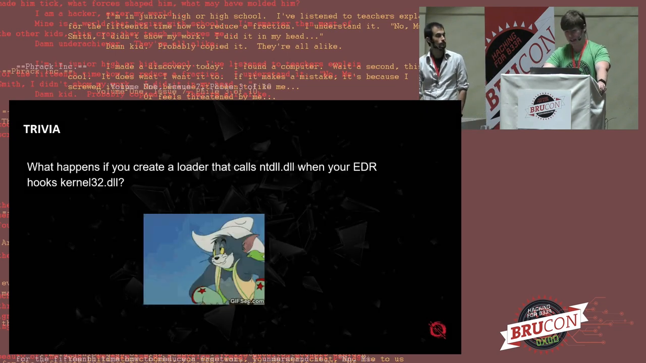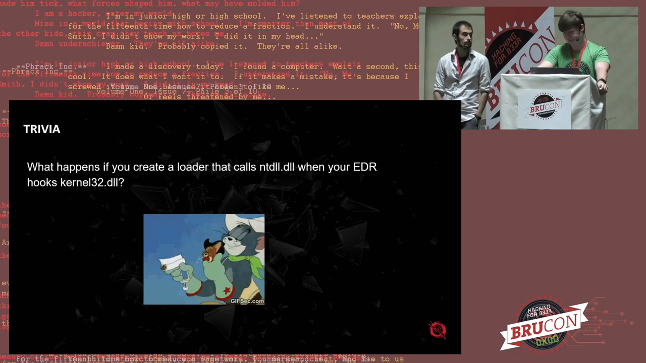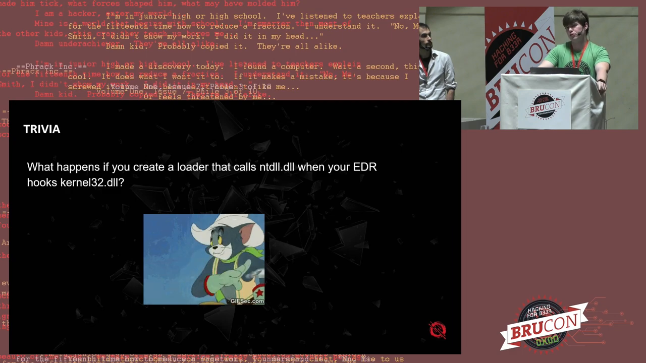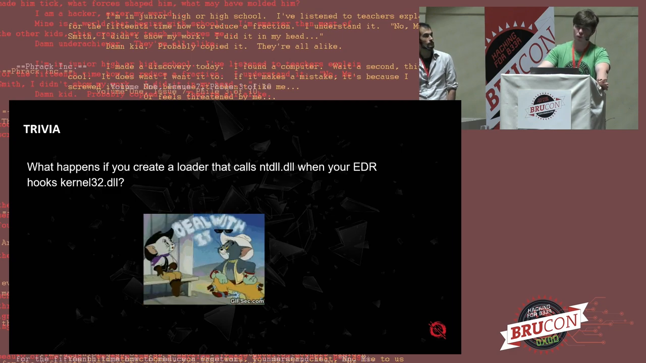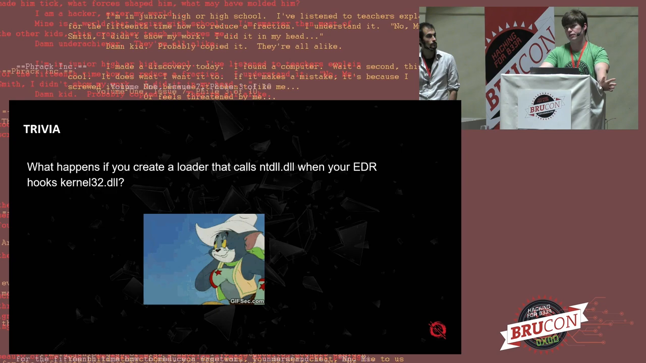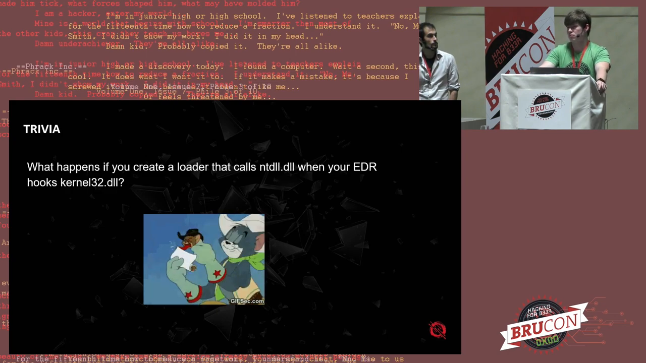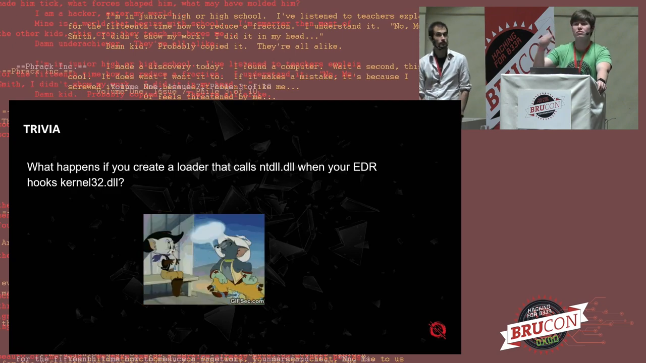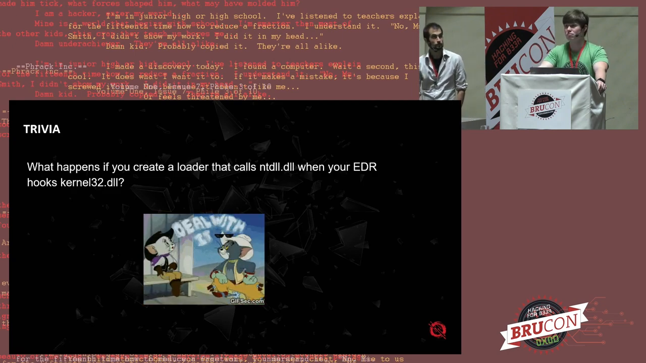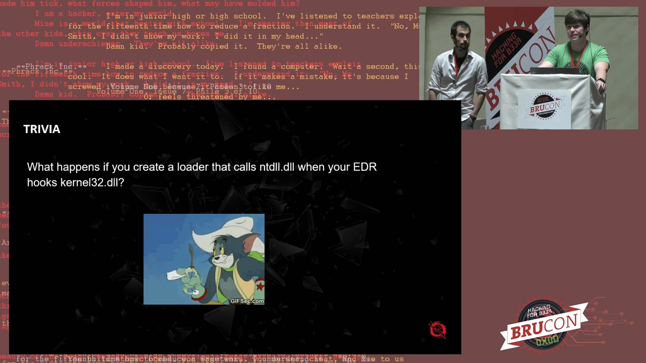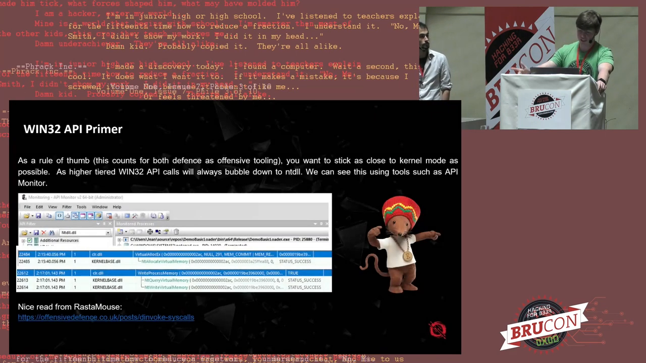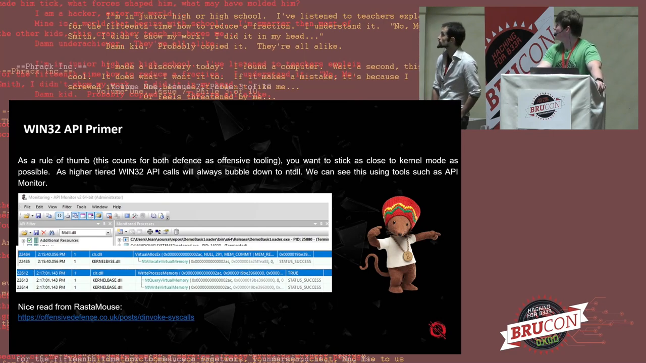So trivia time. What happens if you create a loader that is actually doing kernel32 API calls instead of ntdll while an EDR hooked ntdll.dll? Does anyone have any idea? It's an open question. No one? Well, you're going to get detected because you called a higher level function. And that is what you can see here, I hope, in the slide.